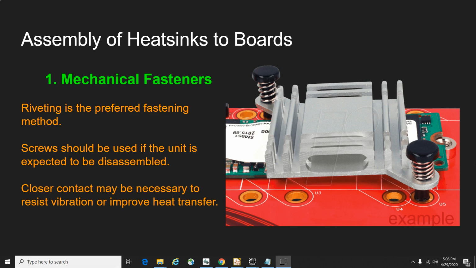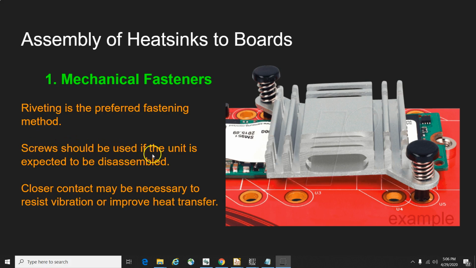Under this we have the first category as mechanical fasteners, and here on the right side an example of a mechanical fastener is given. Let's see what it says. Riveting is the preferred fastening method. So when you use this method, care must be taken in the rivet selection and rivet installation to obviate laminate damage.